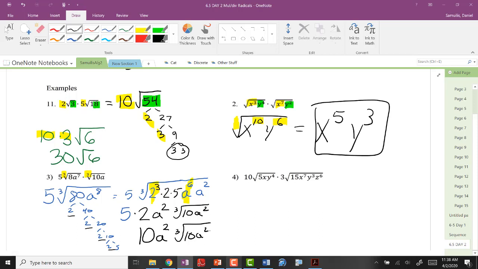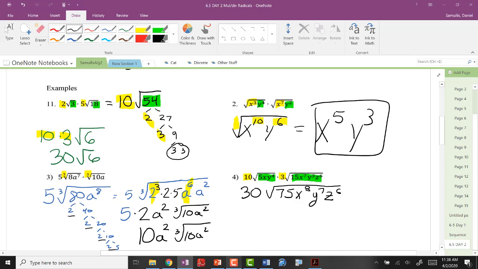All right, this one's a little bit longer, but same process. Outside with outside, inside with inside. All right, so we have 30 square root of 15 times 5, 75, x to the 8th, y to the 7th, z to the 6th.